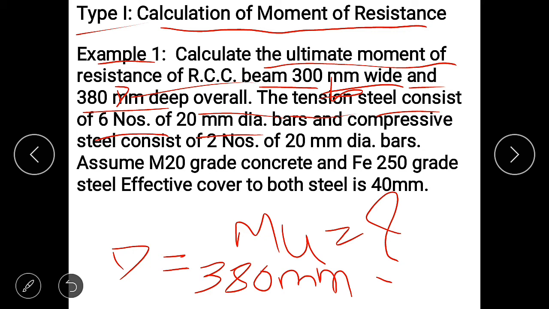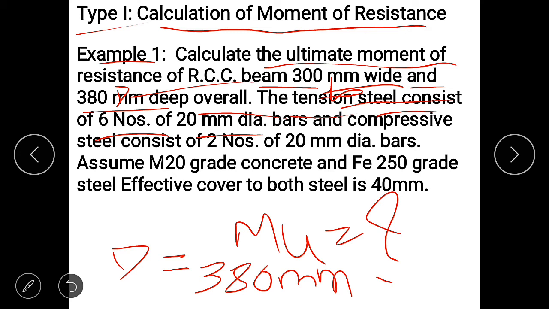6 bars is given and 20 diameter. So how to calculate area? Use formula pi by 4 into d square. And how many numbers? Multiply by 6 numbers. You get easily area of steel in tension side.